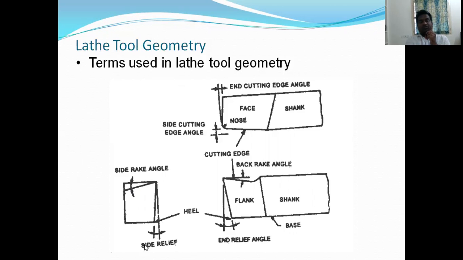So this diagram shows the different views of the tool, and by the views we are observing different types of tool geometry, right? This is the front view, this is the top view, and this is the right hand side view. With this base part, the tool is fixed on the tool holder. And these are the cutting edges, end cutting edges, and the nose. So: side rake, side cutting edge angle, end cutting edge angle, end relief angle, key. These are the terms we have to know clearly: what is base, what is blank, what is shank, what is side rake, what is side relief angle. That will be discussed now.